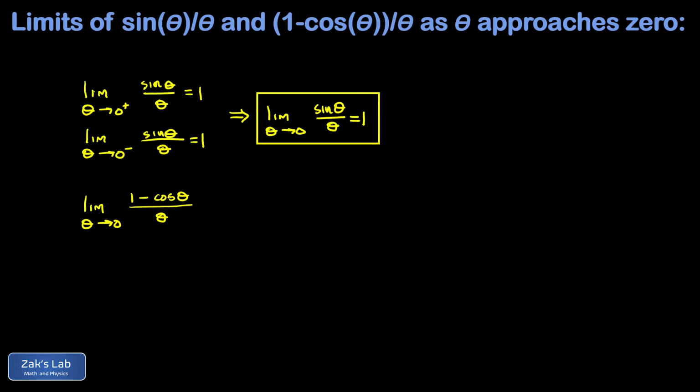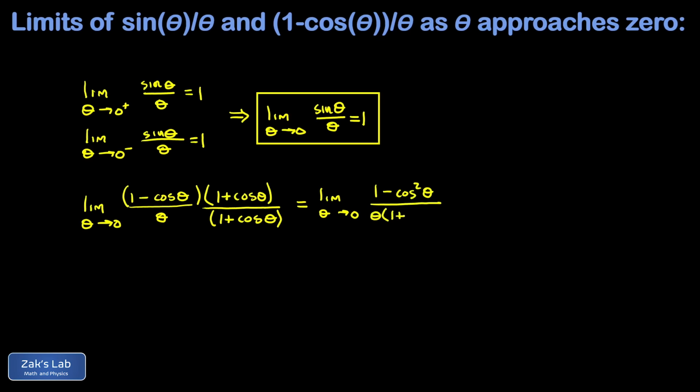So I see that 1 minus cosine theta in the numerator, and I'm immediately thinking, let's multiply that by the conjugate, because that's going to give me a 1 minus cosine squared theta, and there's an identity for that. So we multiply the top and bottom by this conjugate. And in the numerator, again, by design, the cross terms are going to cancel when I apply FOIL to this thing. And I end up with just a 1 minus cosine squared theta over theta times 1 plus cosine theta. Now 1 minus cosine squared theta can just be rewritten as sine squared theta.